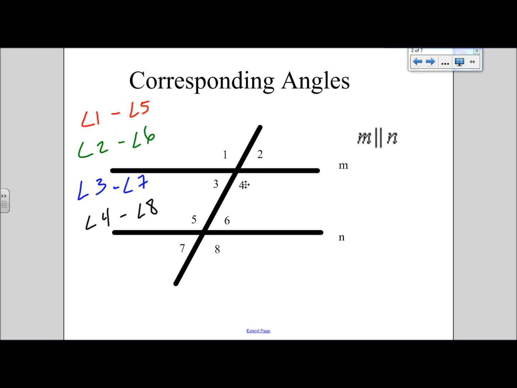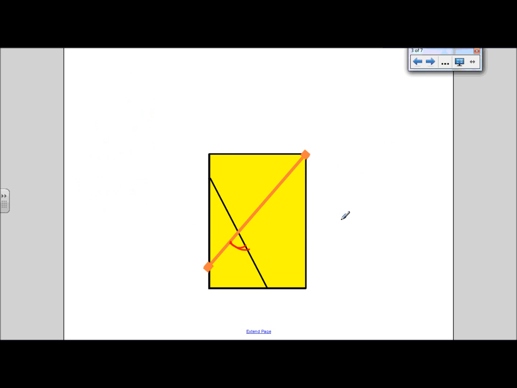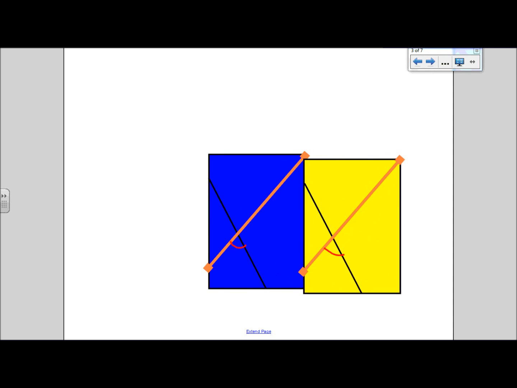But it looks like there might be a relationship with these. Angle 1 and angle 5, they look pretty similar. And we wonder, well, maybe if they're congruent, that would be a nice relationship. So we start there with a little experiment. Now think about this. Let's say this is a piece of paper, a yellow piece of paper, and underneath, I have a blue piece of paper.